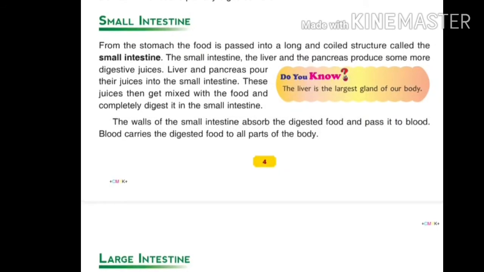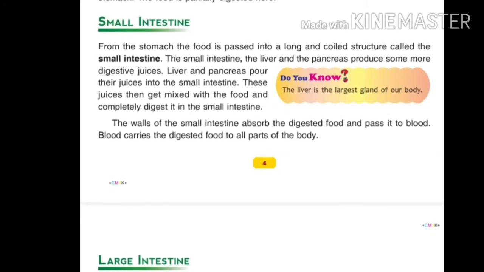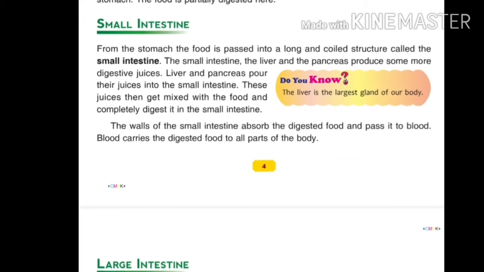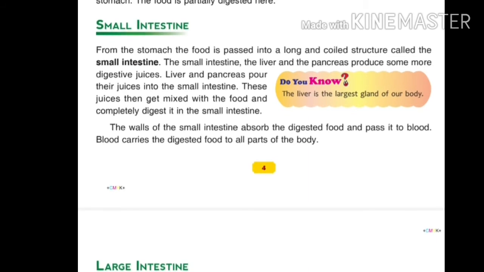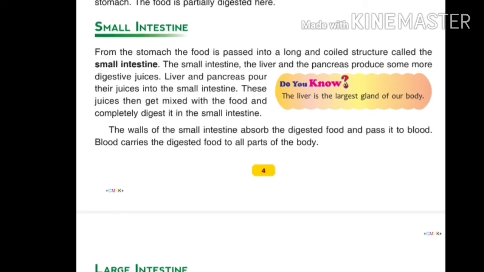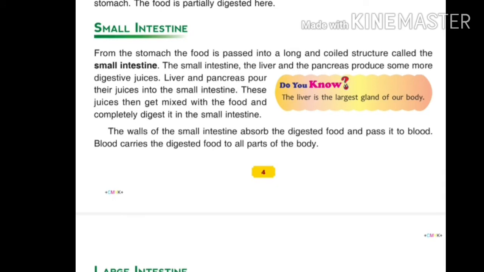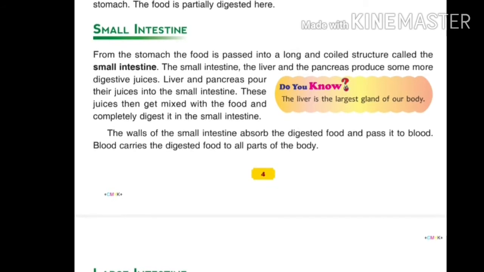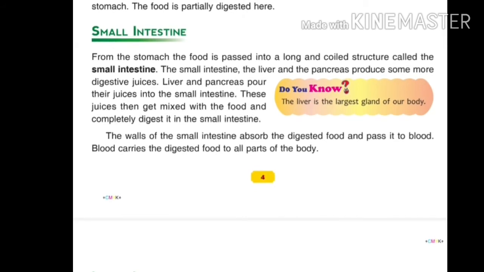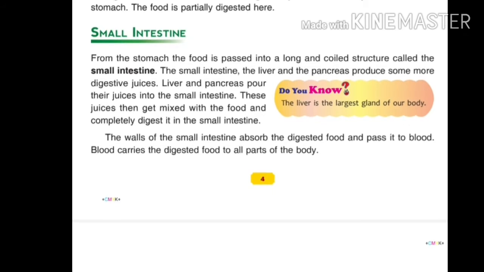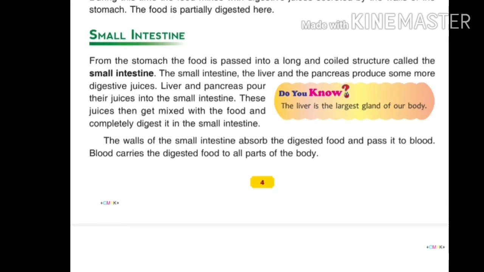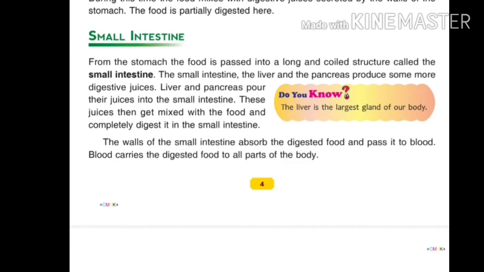Now the semi-liquid food from the stomach passes into the long and coiled structure known as the small intestine. The name is small intestine, but it is longer than the large intestine. The liver and pancreas produce some more digestive juices which pour into the small intestine. Here, these juices get mixed with the food and completely digest the food.